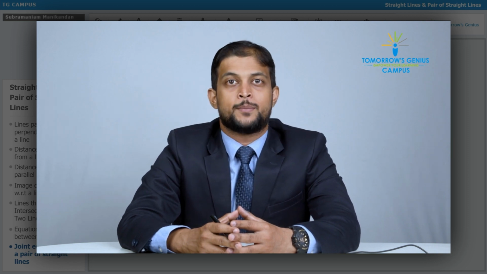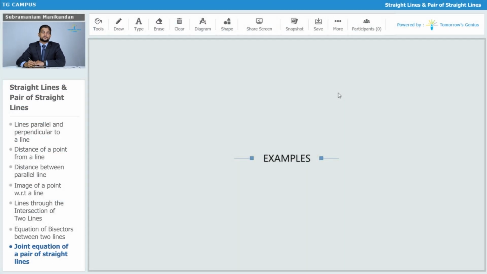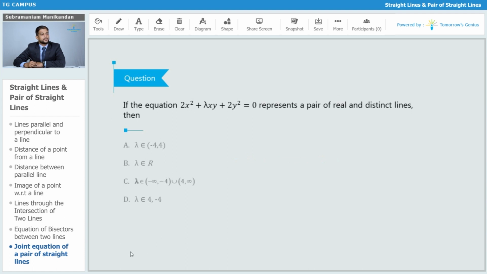Now let's look at examples which illustrate this method. If the equation 2x square plus lambda xy plus 2y square equals 0 represents a pair of real and distinct lines, then what's the value of lambda?